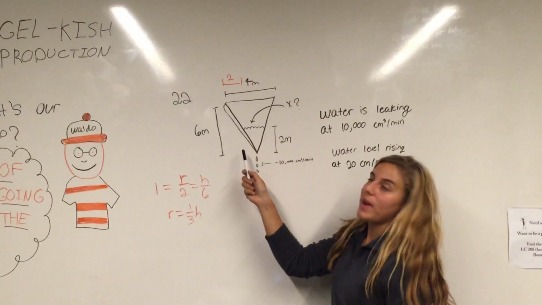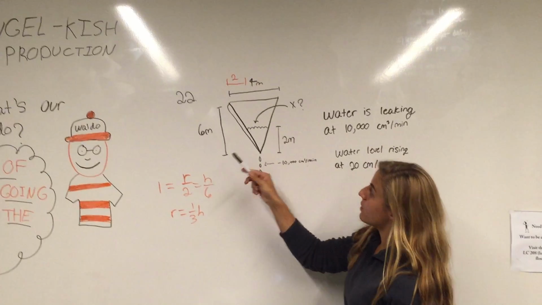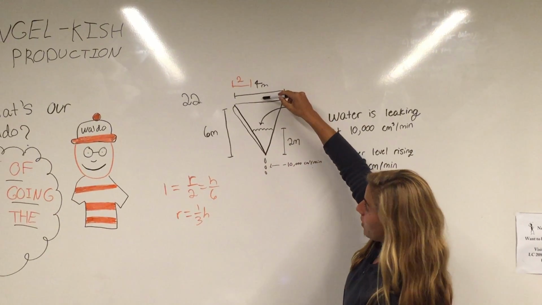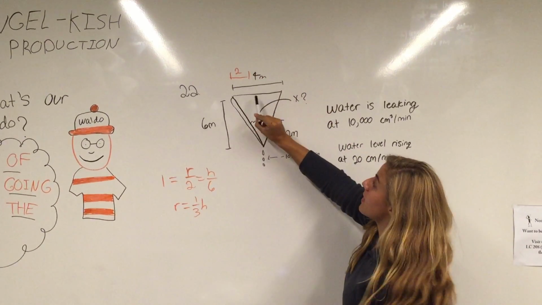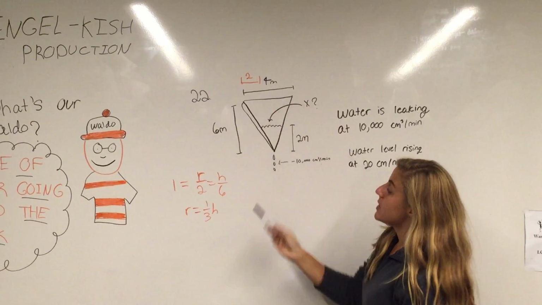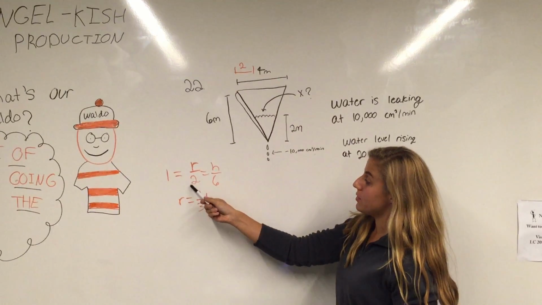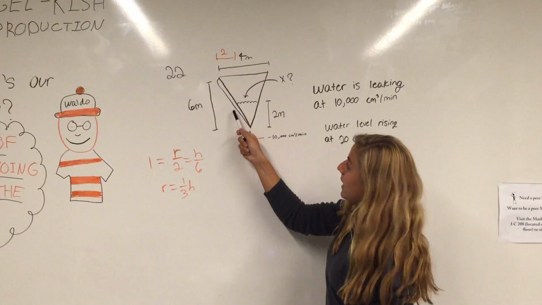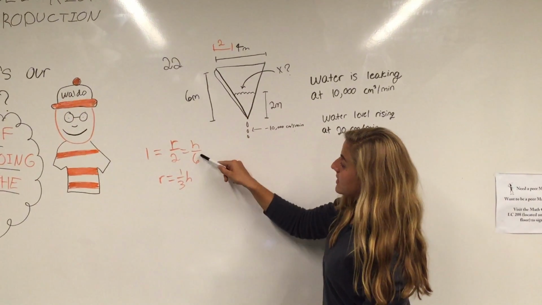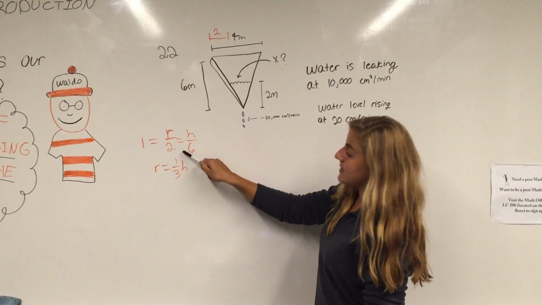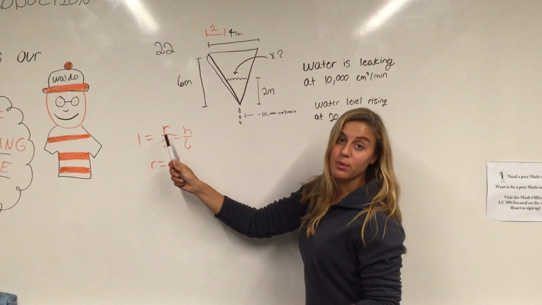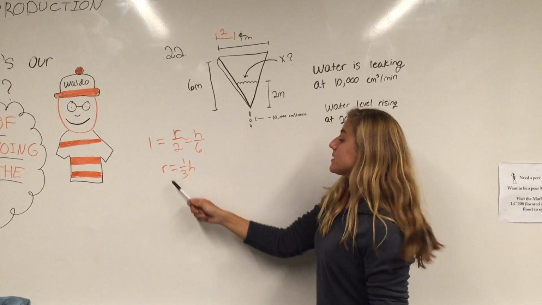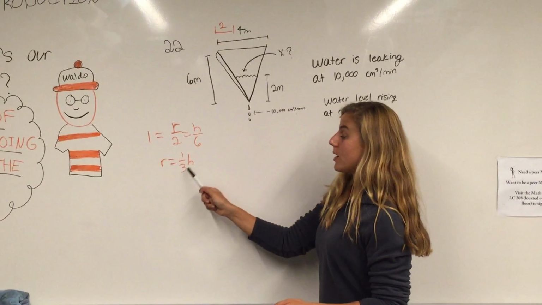So here we have our right cone. We know that the radius of the cone is 2 meters because the diameter is 4 meters. So we have our radius over 2 is going to equal 1. It's the same thing for the height. Because this is 6 meters, it's the height over 6. And we can set these equal to each other because they're both equal to 1. So our radius equals 1/3 height.